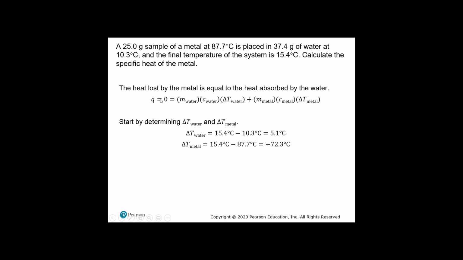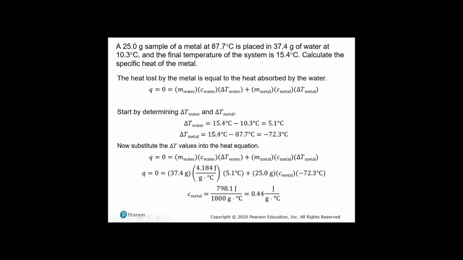Now, we have everything. All you would need to do now is pick everything out and plug it in. However, let's start with the temperature of the water and the temperature of the metal. For the water, we have final minus initial, and it is 5.1 degrees Celsius. Same thing we can do for the metal. We have 15.4 degrees Celsius minus 87.7 degrees Celsius. And that means that for the metal, we have negative 72.3 degrees Celsius. So we finished doing our math for that one, and let's move on.